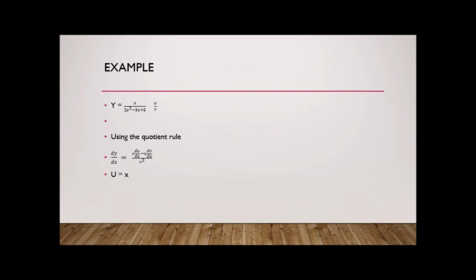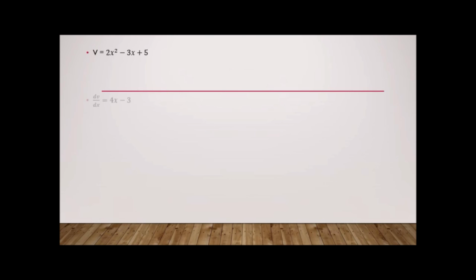Then our u is x, so du/dx will be 1. Remember, in case you were not aware of this, we showed how to derive basic functions like x in the earlier tutorials. You can check the earlier tutorials to get how we get this. Our v is 2x squared minus 3x plus 5 from the previous slide. Now our dv/dx will be, you pull the 2 down, 2 times 2, and subtract 1 from the power. So you get 4x minus 3. This is also shown in earlier tutorials in case you are not aware of how to do this.